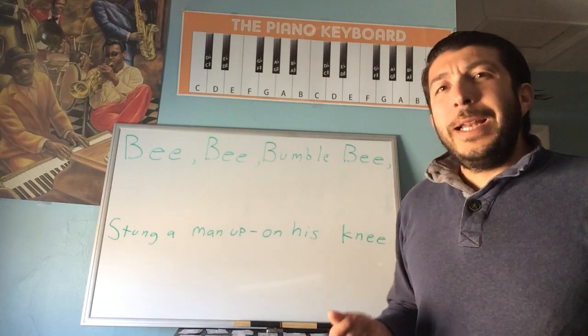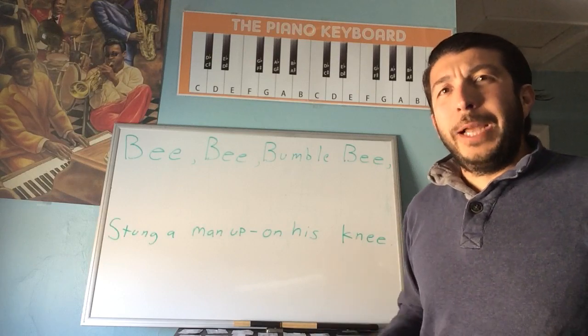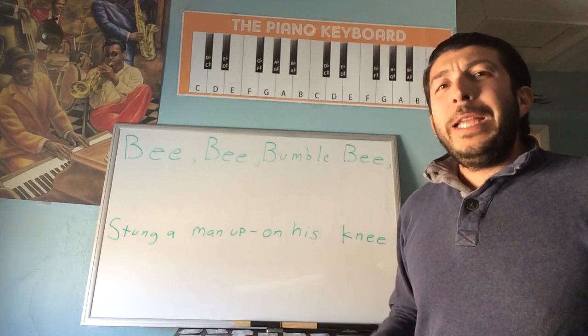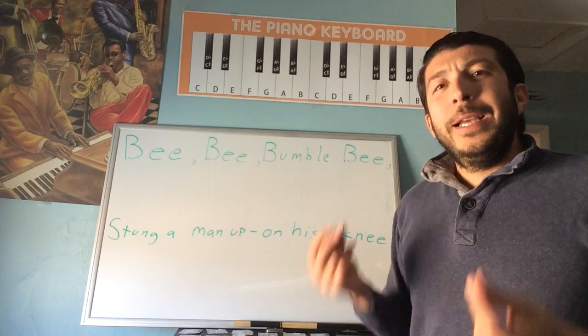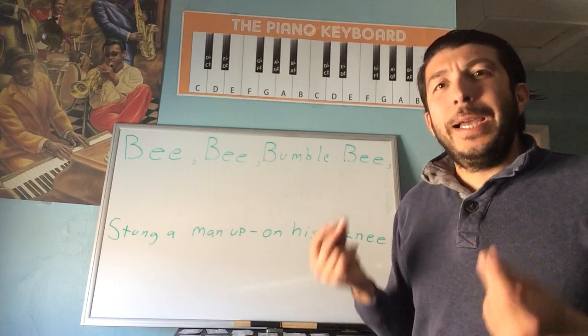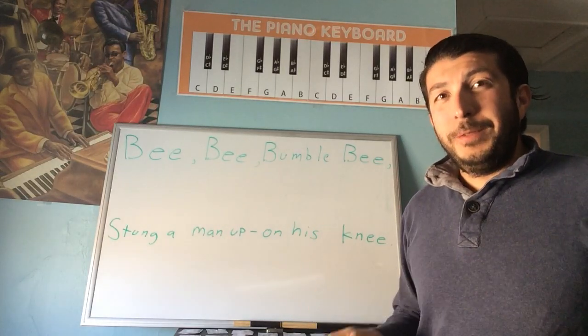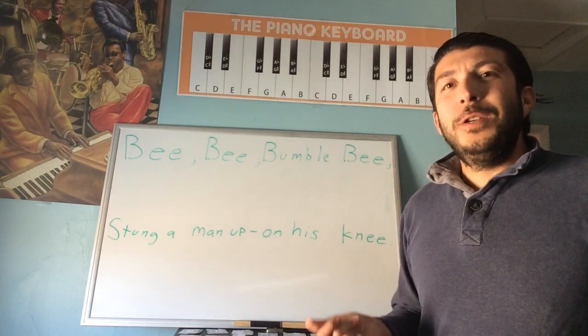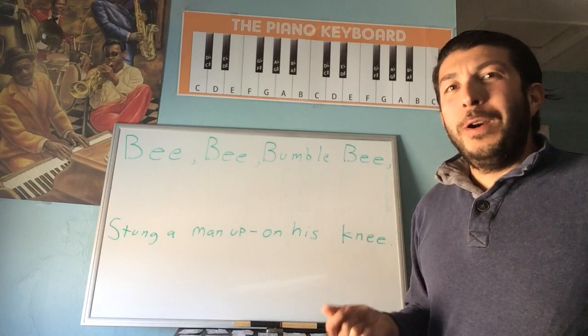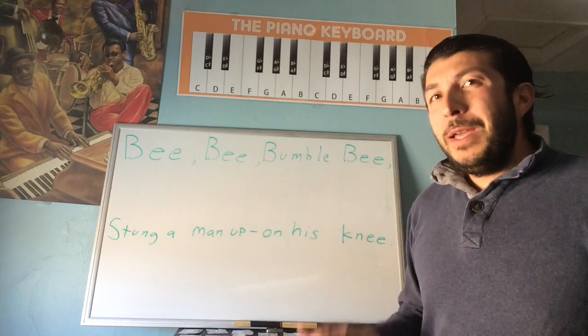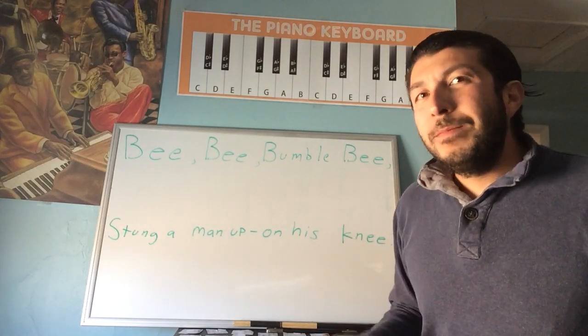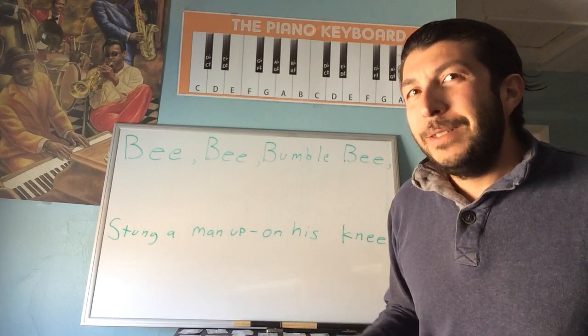Let's go one line at a time. Let's just work on the top line for now. Let's read it, and as we read it, let's count how many times we tapped to read the top line. Got it? 1, 2, 3, 4. Bee, bee, bumblebee. How many clicks was that?